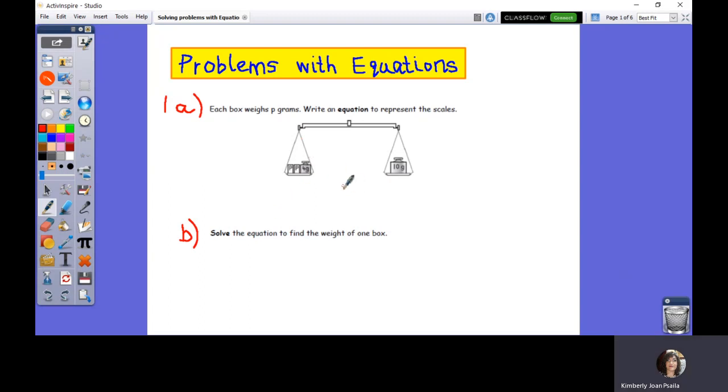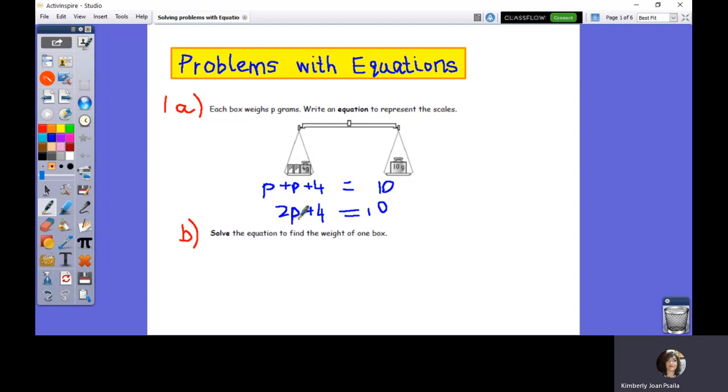Okay, so here our scale is balanced. Therefore our equation is equal. On the right hand side we have 10 grams and on the left hand side we have P plus P plus 4. Okay, we can simplify this. We can collect these terms. P plus P gives us 2P plus 4 is equal to 10. And there you have your equation.